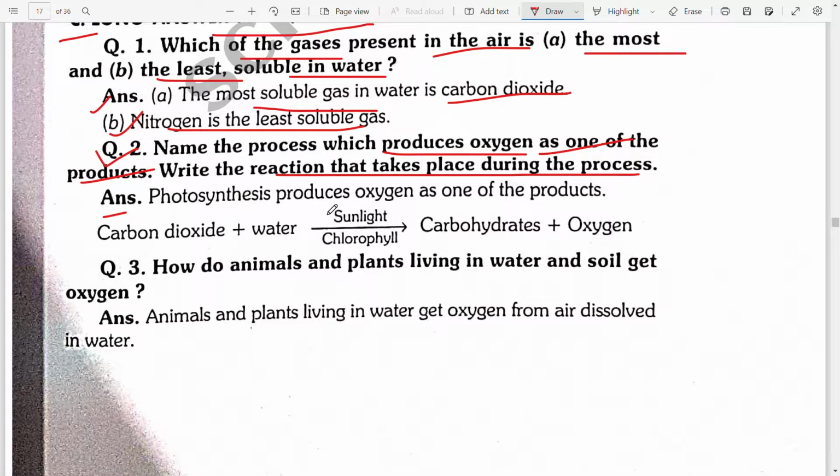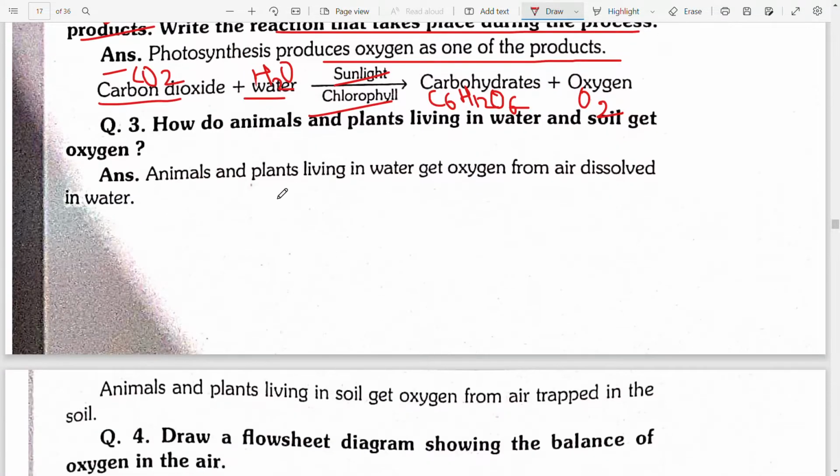Answer. Photosynthesis produces oxygen as one of the products. Carbon dioxide यानी कि CO2 and water H2O when combined in the presence of sunlight and chlorophyll it forms carbohydrate and oxygen. Carbohydrate में क्या? Glucose, C6H12O6 and oxygen, ठीक है, O2.